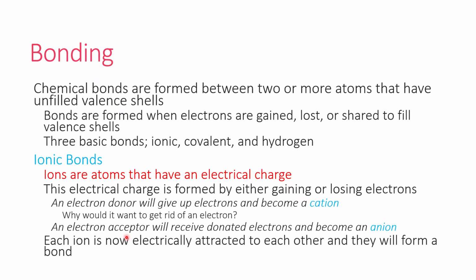This is the key to ionic bonds: cations, positive charge; anions, negative charge. The positive and negative charges attract each other, and that's what forms the bond. I want you to think of this bond kind of like a magnet. You put the positive side of one magnet and the negative side of another magnet together, and what do they do? They stick together. Okay, so let's see how this works.